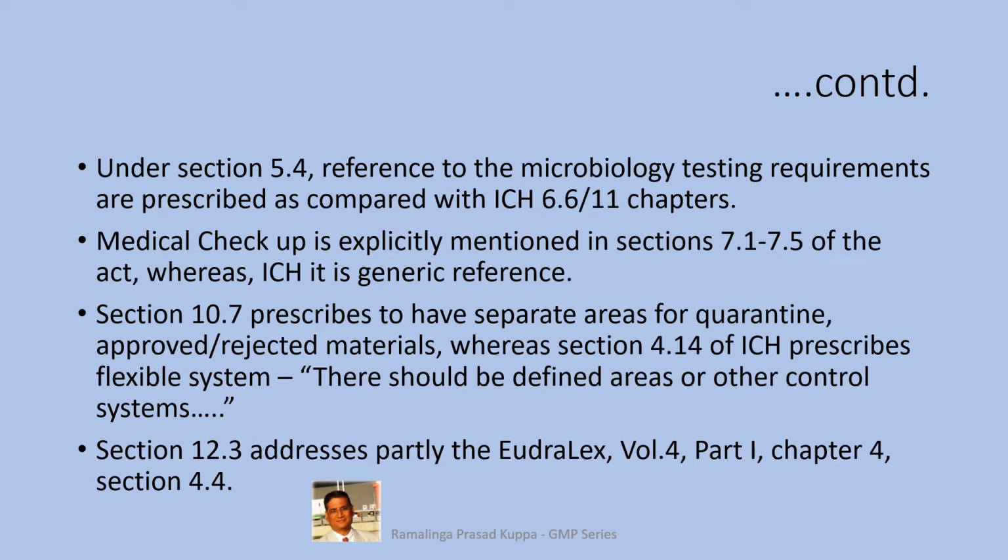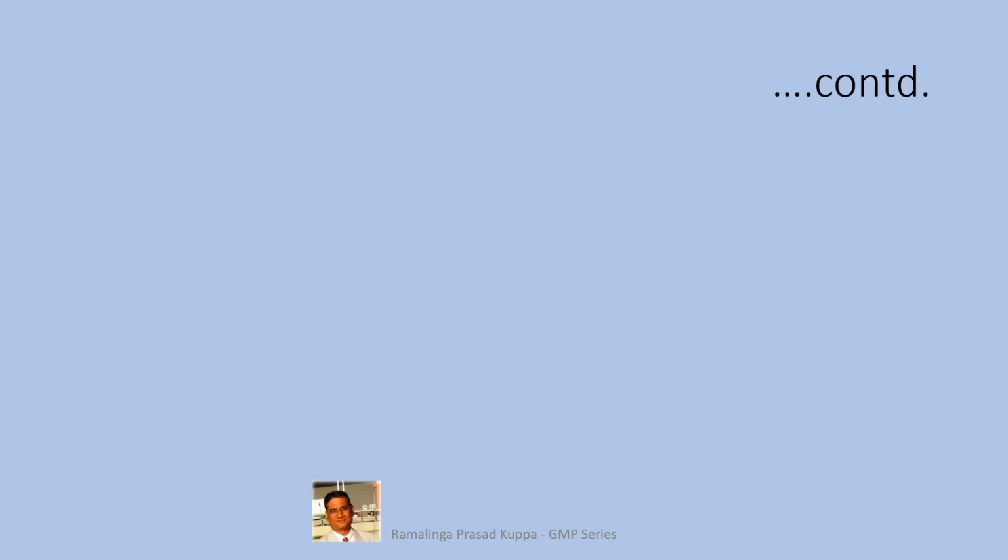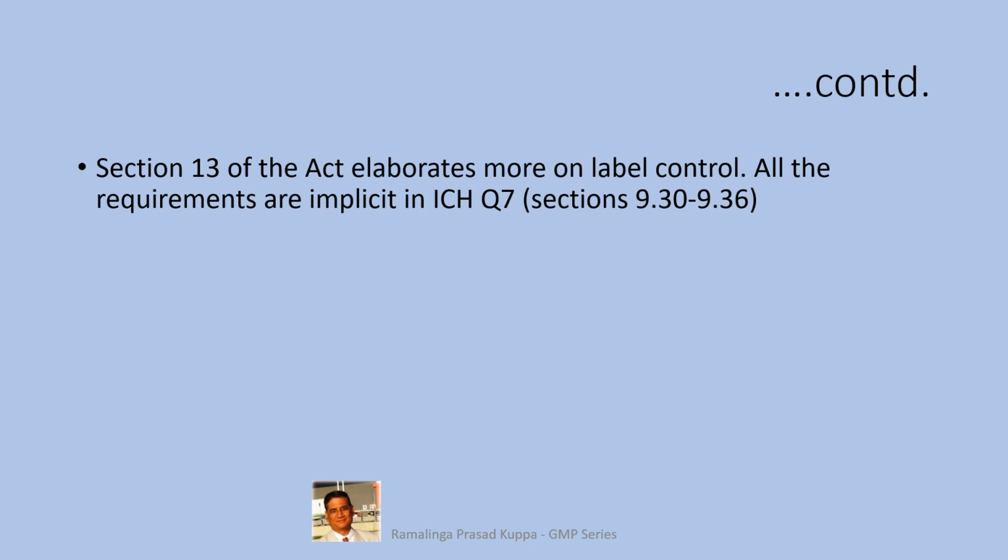Section 12.3 addresses partly the EU GMP Volume 4 Part 1 Chapter 4 Section 4.4. This part prescribes clearly on how to draft a work instruction or an SOP. Section 13 of the Act elaborates more on label control. All the requirements are implicit in ICH Q7 in sections 9.30 to 9.36. Here, implicit is in the sense that the system should be foolproof and justified.